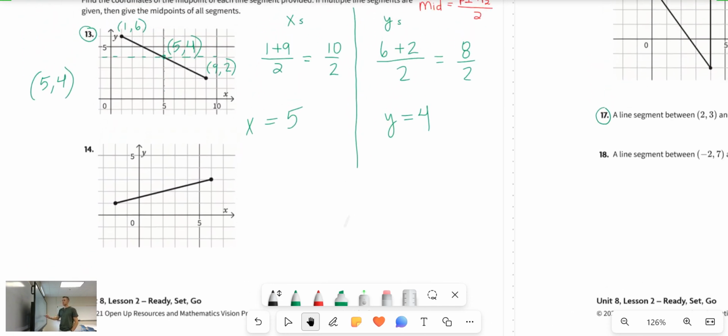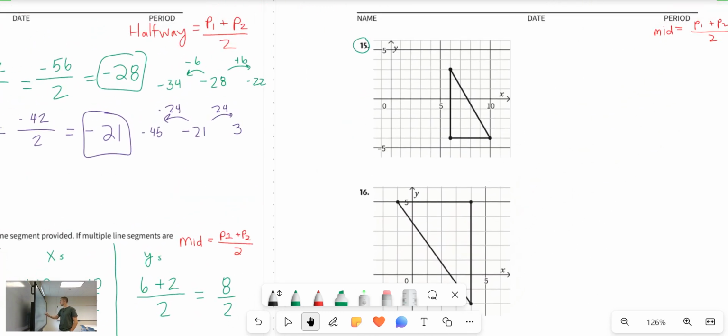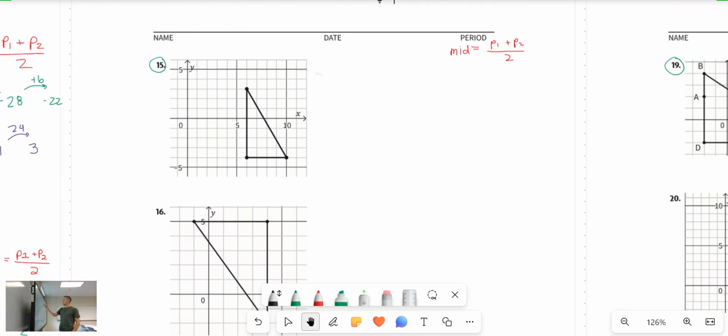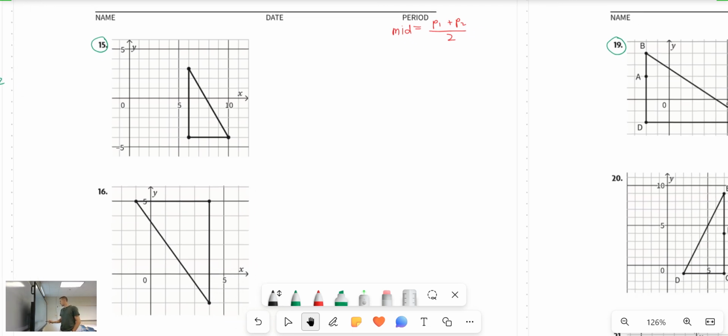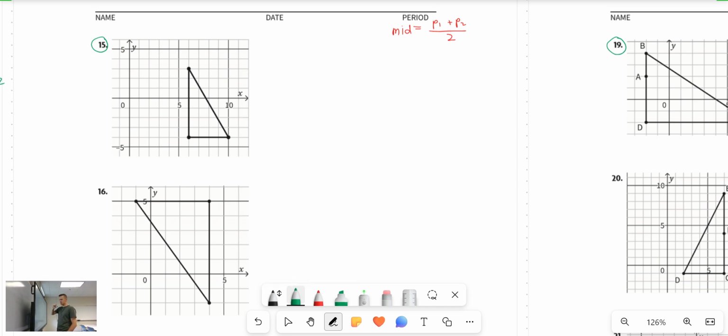We keep going down. Okay, that's the bottom of this page, so we're going to go up to question 15. All right, question 15. It looks like we have 3 different segments now, so this will be a little bit tricky. We're going to have to keep track of a lot here. We're going to do each segment in a different color. So I'm going to color code the segments first.